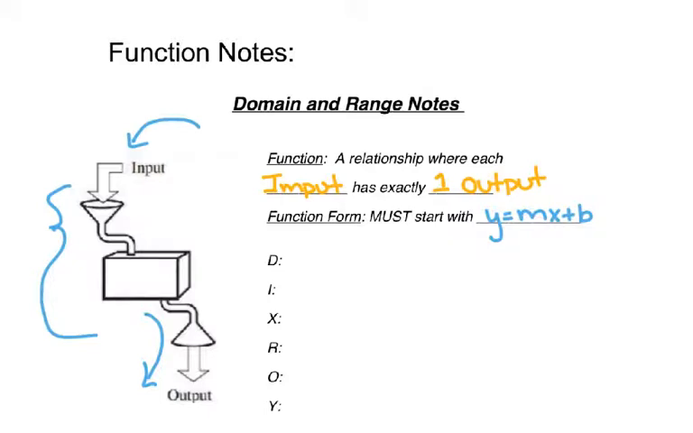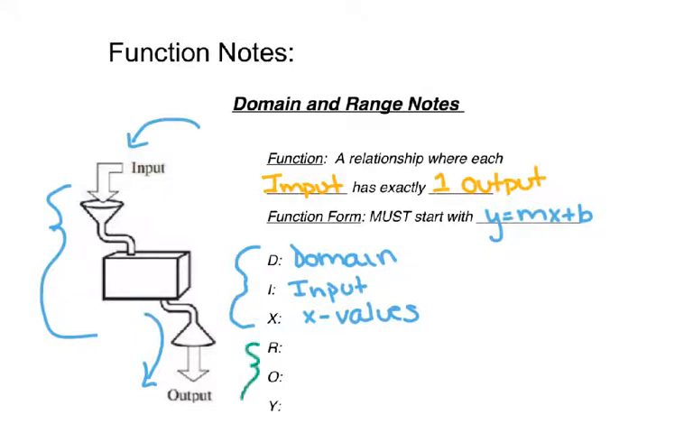A way to remember this: the input is known as the domain, it's all the x values, while the output is known as the range, and all the y values. So an easy way to remember that is Dix-Roy. Think of it like a name, and then that should help you remember what those are. So I'm just going over this before we get started on creating our function tables.